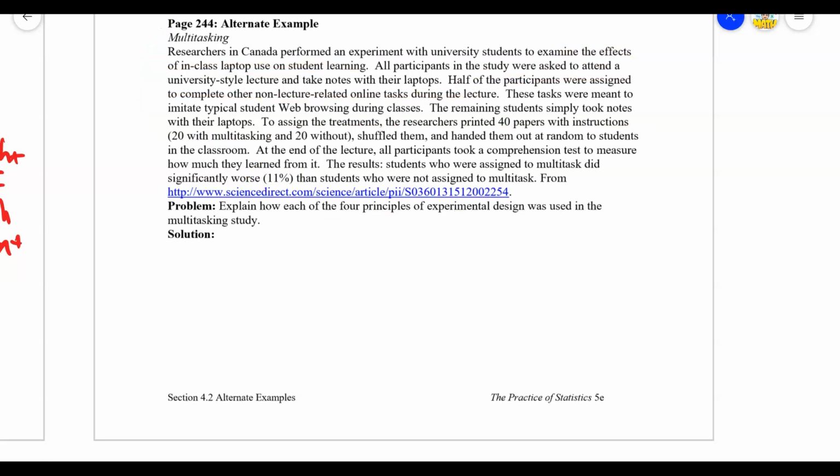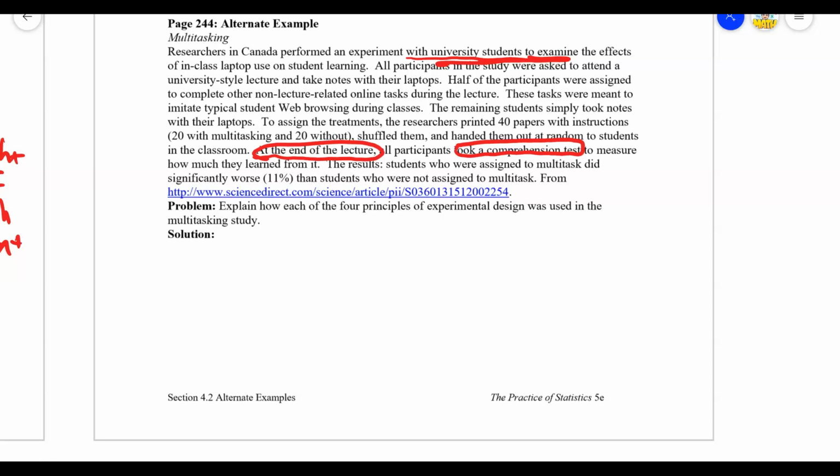Okay, CR. And then the second C was control, right? Did they control for other variables that could influence the outcome in this situation? Okay, so one of the factors here, it says at the end of the lecture, they all listened to the same lecture, right? They all took the same comprehension test. So we measured those things the same way, and it looks like they're all university students, right, at the same university. It wasn't in different places. So all of those are things that could affect the outcome. If you had different professors giving the lecture, then we wouldn't really be controlling for that.